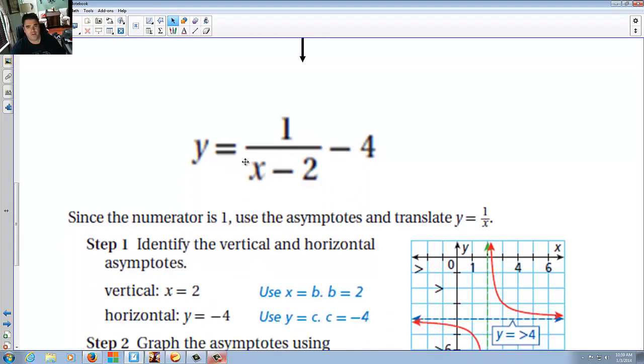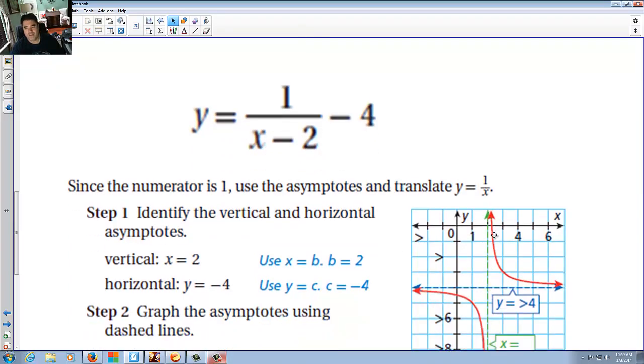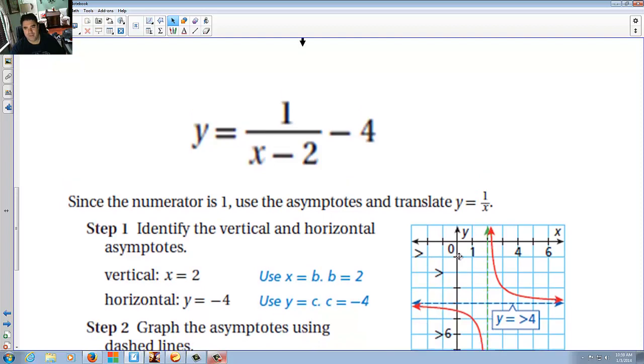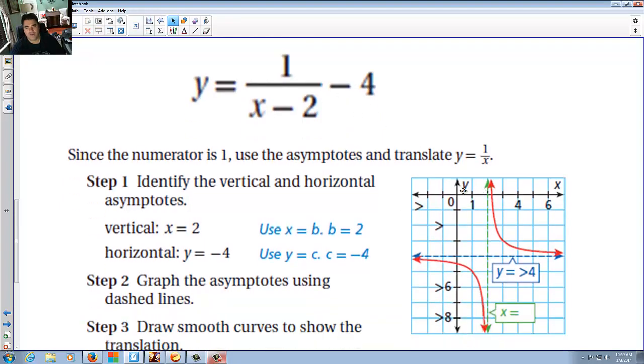For the first one here, the vertical asymptote, x minus 2, so instead of minus 2, plus 2. So at 2 over, that's going to be your line of no touchy. And over here, negative 4, that's also the no touch line, which is going to be your horizontal asymptote. So right here, just look at the x value. So x value is 2.